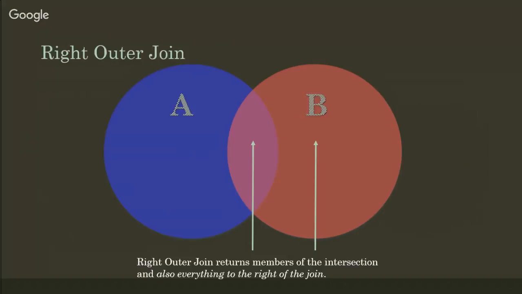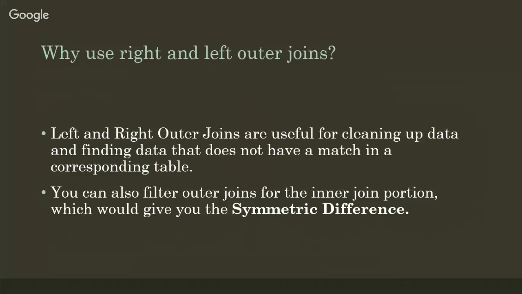The right outer join is exactly the same as the left outer join, but with everything to the right of the join. One of the purposes of these left and right outer joins is that they're useful for cleaning up data and finding data that does not have a match in a corresponding table. It'll still return a row for whatever is in the left or right, depending on which join you're using, but it just won't show matching corresponding data from the other table. So it can show you rows that are supposed to have a corresponding row, but don't.